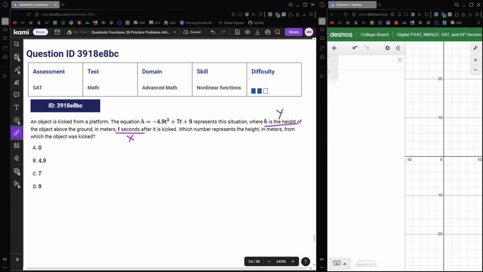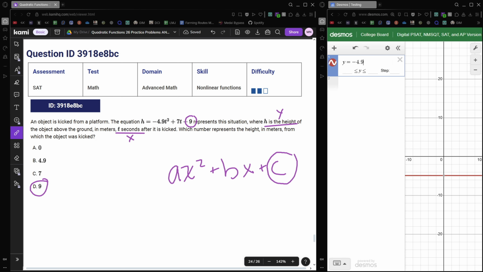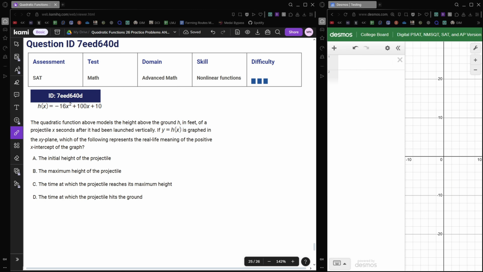And you should know, when an equation is in the form of ax squared plus bx plus c, the y-intercept will be the c value, and here our c value is 9. So the height from which the object was kicked, or the initial height, is 9. Now you could of course just put this in Desmos. I'm going to substitute h with y and t with x, and you would get that the y-intercept is at 9.